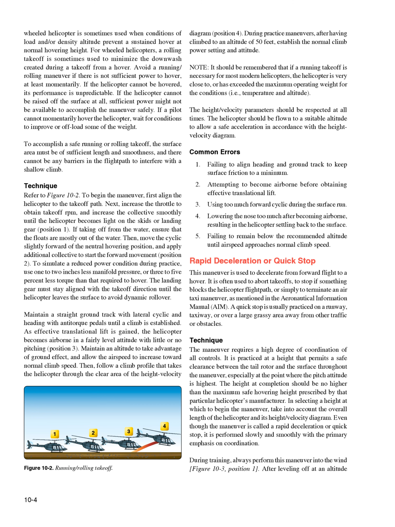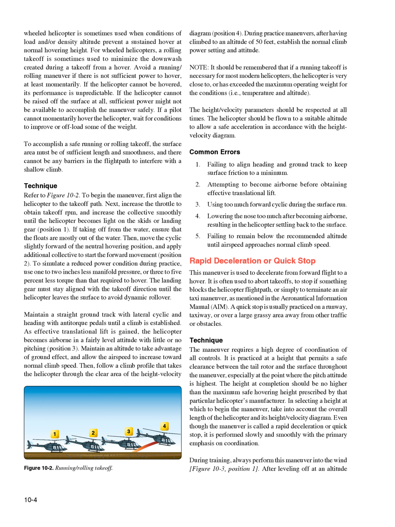Technique: refer to Figure 10.2. To begin the maneuver, first align the helicopter to the takeoff path. Next, increase the throttle to obtain takeoff RPM, and increase the collective smoothly until the helicopter becomes light on the skids or landing gear, position 1. If taking off from the water, ensure that the floats are mostly out of the water.